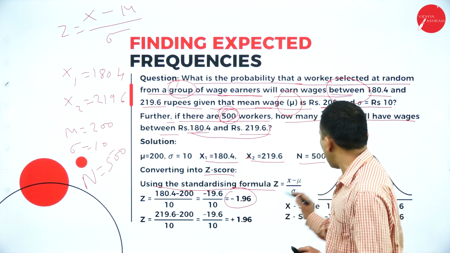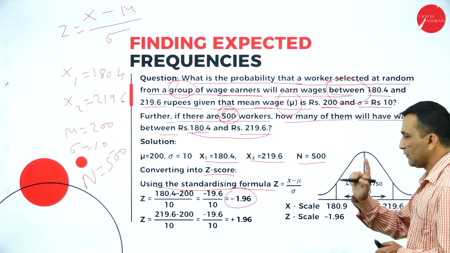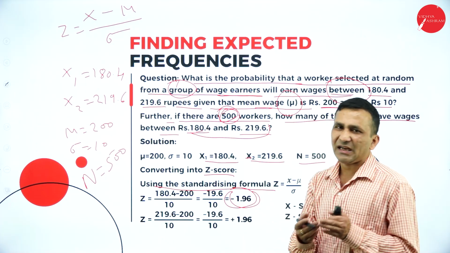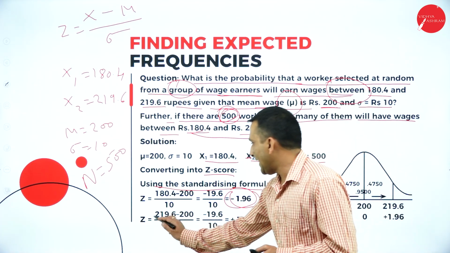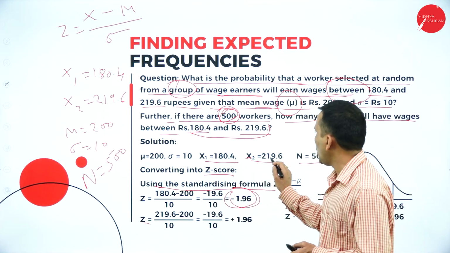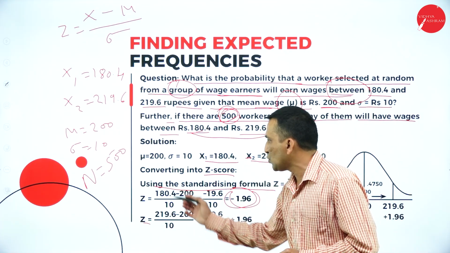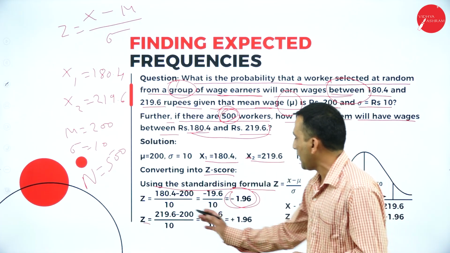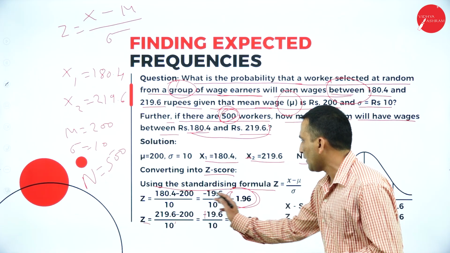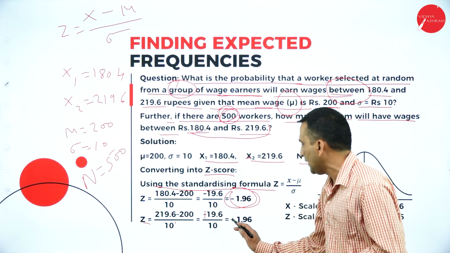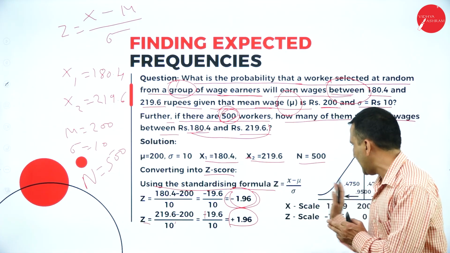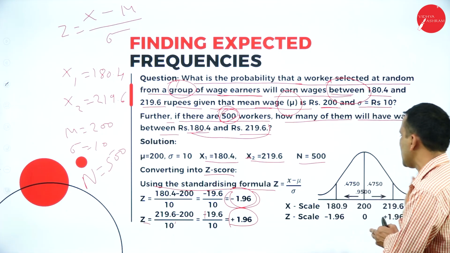Again, we need to refer to the table, because the total area value is 1 only. Using the table, we get the value. Next, the second x value: Z is 219.6 minus 200, mu is given, divided by the standard deviation. If you simplify, it is 19.6 divided by 10, which gives plus 1.96. The minus is the left side and the positive always goes to the right side.